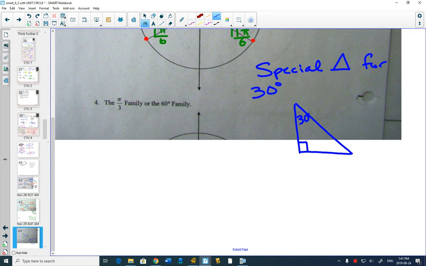If that angle is 30 degrees, what's the other angle? 60 degrees. And just looking ahead, that's my next family, so that becomes a special triangle for 30 degrees and 60 degrees. That triangle is a right triangle. Are any of the angles the same? No. Are any of the sides the same? No. What's the name of this triangle? Scalene.